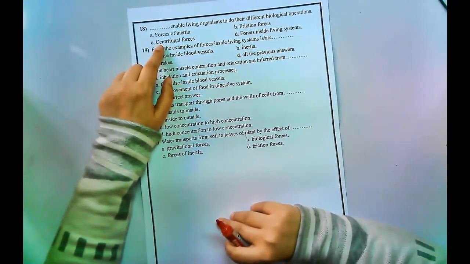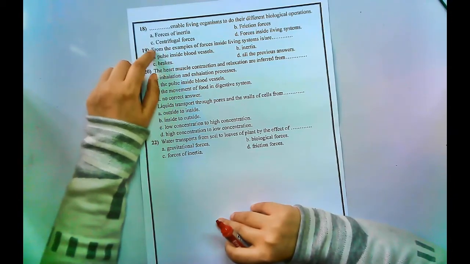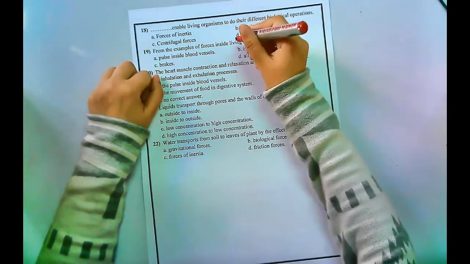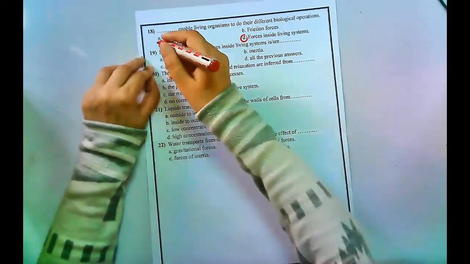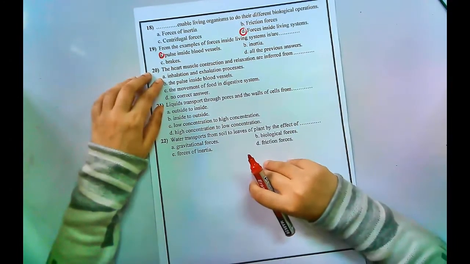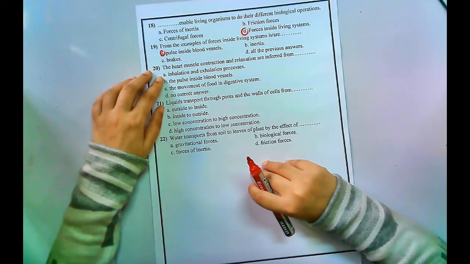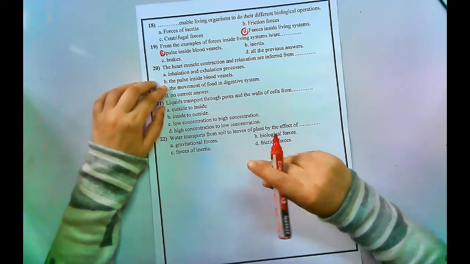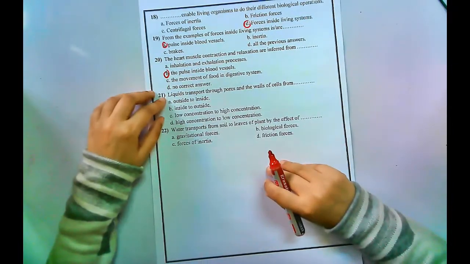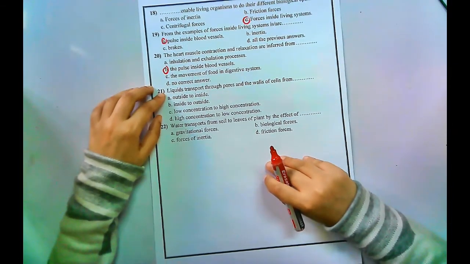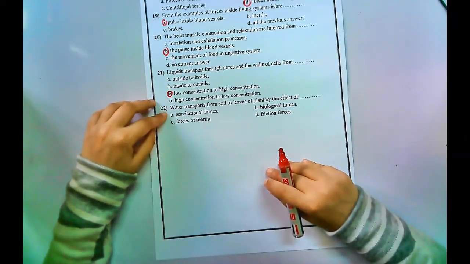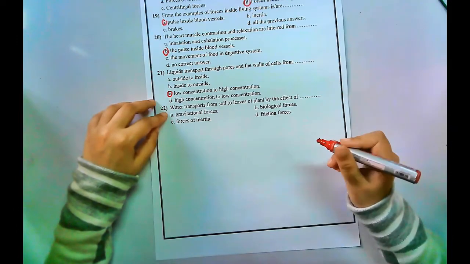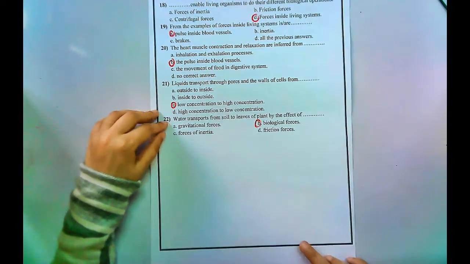What enables living organisms to do their different biological operations? Biological force, or force inside living organisms. Examples of force inside living organisms are pulses inside the blood vessels, and the heart muscle's contraction and relaxation. Liquid is transported through the pores and walls of cells from low concentration to high concentration. Water is transported from the soil to the leaves of the plant by the effect of biological force, because it's a living organism.